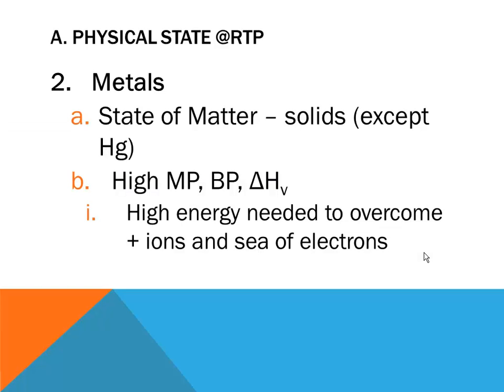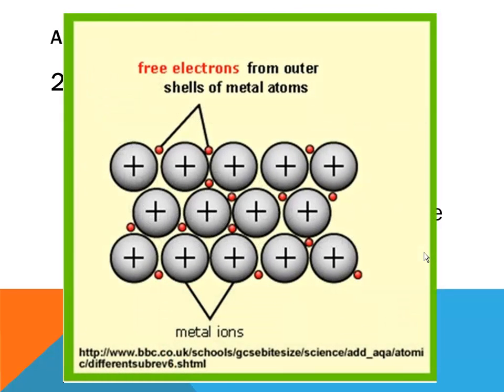Really, the only time metals are not solid is if it's mercury, which is a liquid. They need high energy to overcome a sea of electrons. So remember, the metals have a positive and a negative sea where the electrons are moving very quickly. That's why they're good conductors. They're free flowing in the outer shell. And it's a strong bond between those electrons and protons.